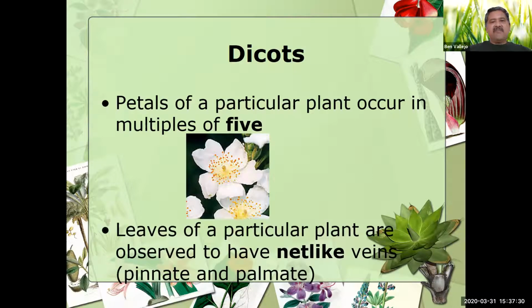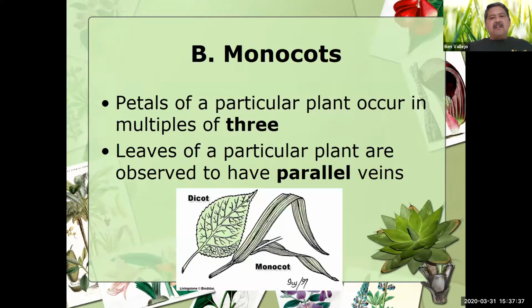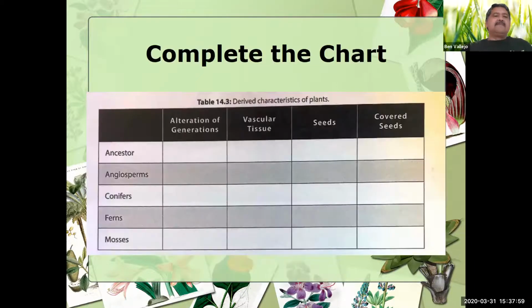Dicots are in groups of 5 and have a net-like venation. Their leaves are pinnate and palmate. But monocots are going to have, like in this picture right here, parallel venation, like you see in a lily plant, like you see in a grass, like you see in corn. You have straight up and down lines like that. Monocots have plant parts in multiples of 3.